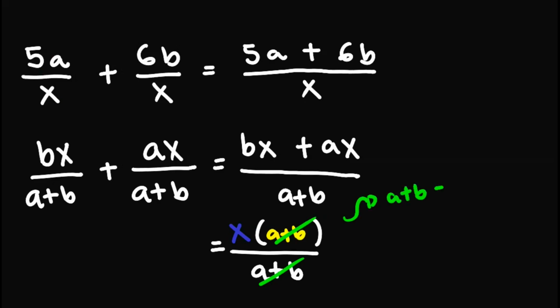a plus b is not equal to 0. Since if it is 0 over 0, then this is undefined. And indeed, it is not equal to 0 since we have this as our starting denominator. So if this one is equal to 0, then this whole fraction will be undefined. And that is not allowed, since if it is undefined, it is not a rational expression. So this one simplifies into x. And that is the answer.